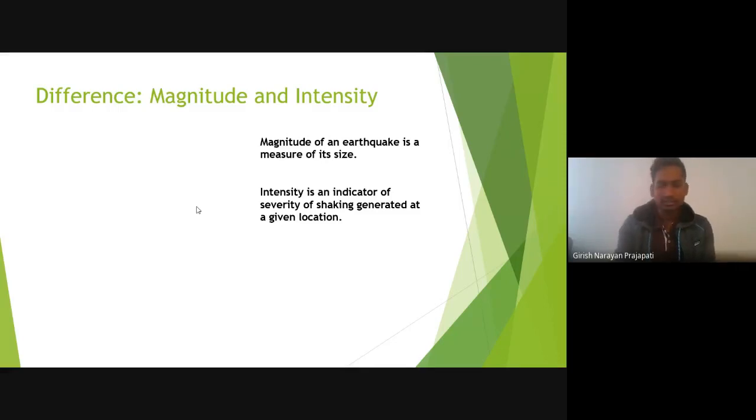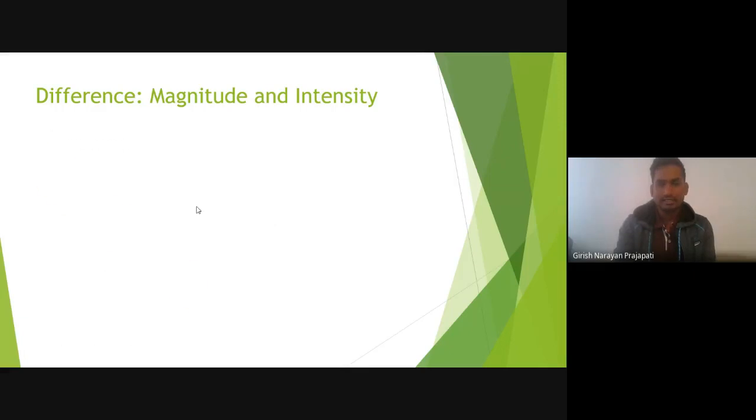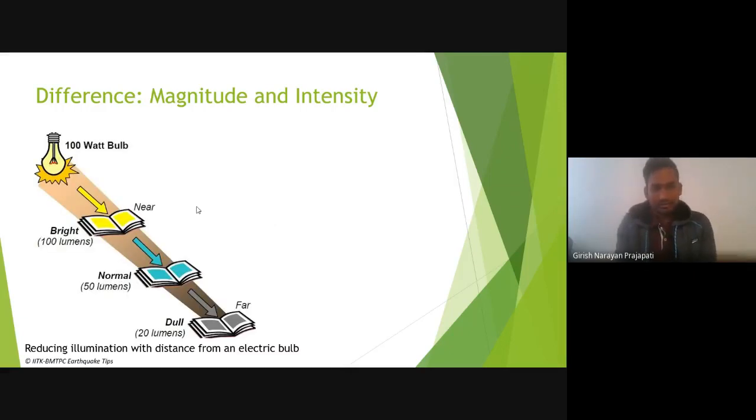To understand the difference between magnitude and intensity, we can see this example. Let us say there is a 100 watt bulb. You can see the illumination near the surface of this bulb is 100 lumens, or the intensity of the light is 100 lumens. But as we go far away from this bulb, we see dullness. The illumination of light is measured in the unit lumens, so they are decreasing, like 100, 50, and 20. At a particular location, it depends on the wattage of the bulb. What is the wattage of the bulb?